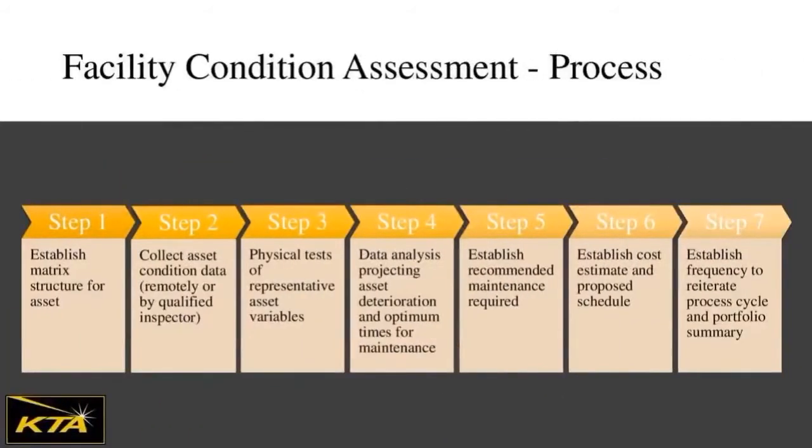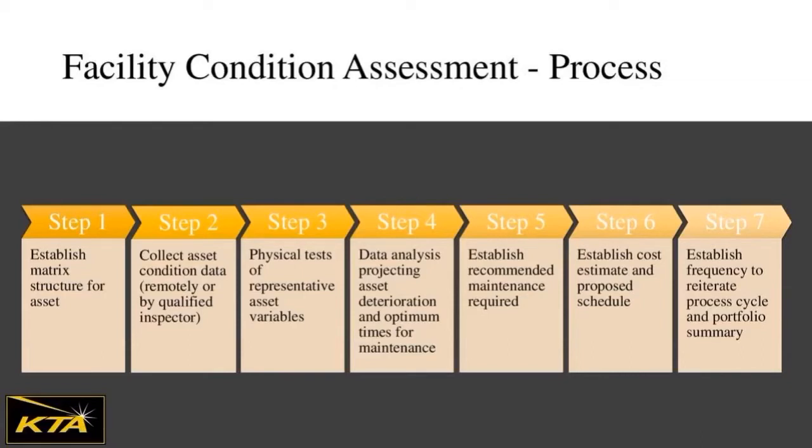So the facility condition assessment process primarily involves around seven steps, which we have here on the screen. Step 1 is breaking down the facility on a component level, which does require discussion with the owner. Step 2 is to collect the condition data. That could be done remotely or by a qualified inspector.